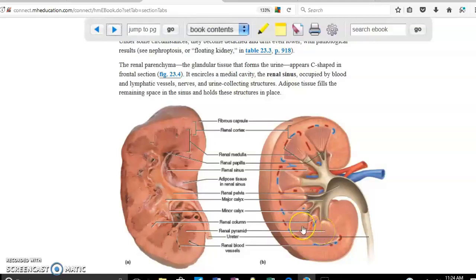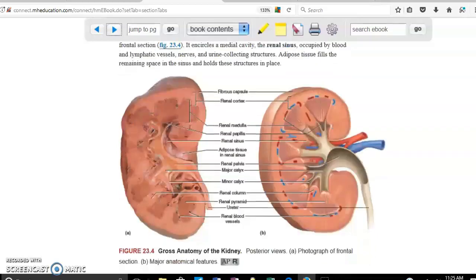This is another pyramid. In between the pyramids, you have the columns. These are the columns. Then you have the renal papilla, which is the tip of the pyramid. Then you have minor calyx, which is this part right here. Then you have major calyx in here. This is the renal pelvis. Those are the macroscopic structures. Once you cut the kidneys, you are able to see that in there.